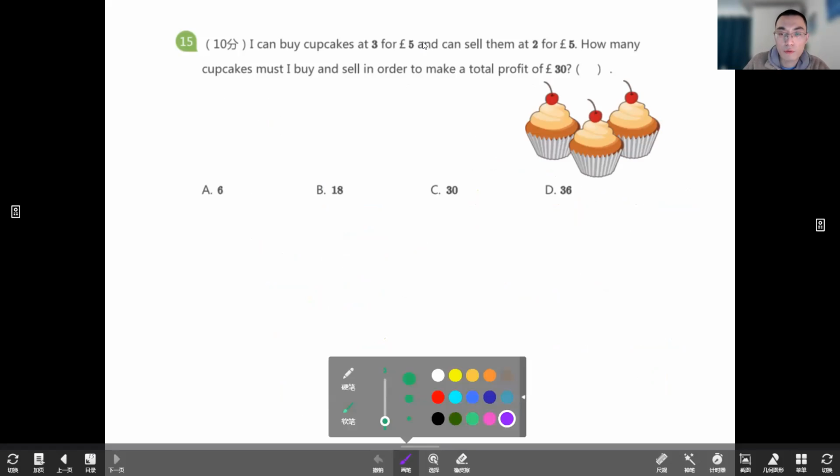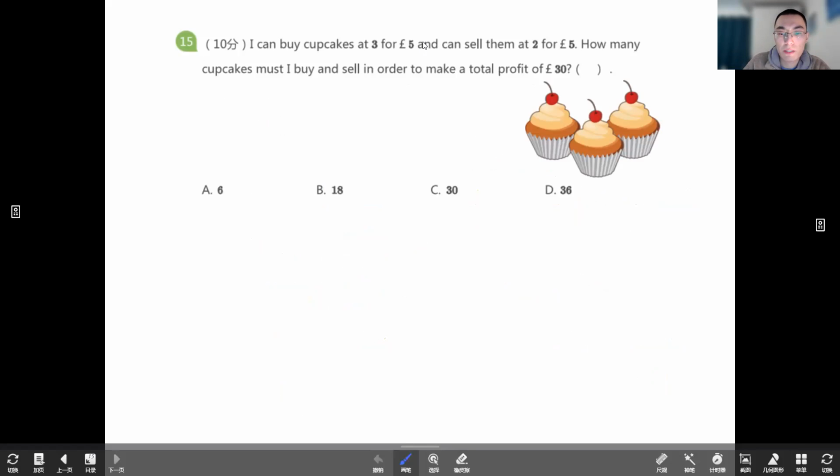To find the answer for this question, we need to be clear of the concept of profit. Profit equals cost minus gain. The cost is the amount of money spent on cupcakes, the amount of money you spent to buy the cupcakes. And the gain is the amount of money you obtained by selling the cupcakes.